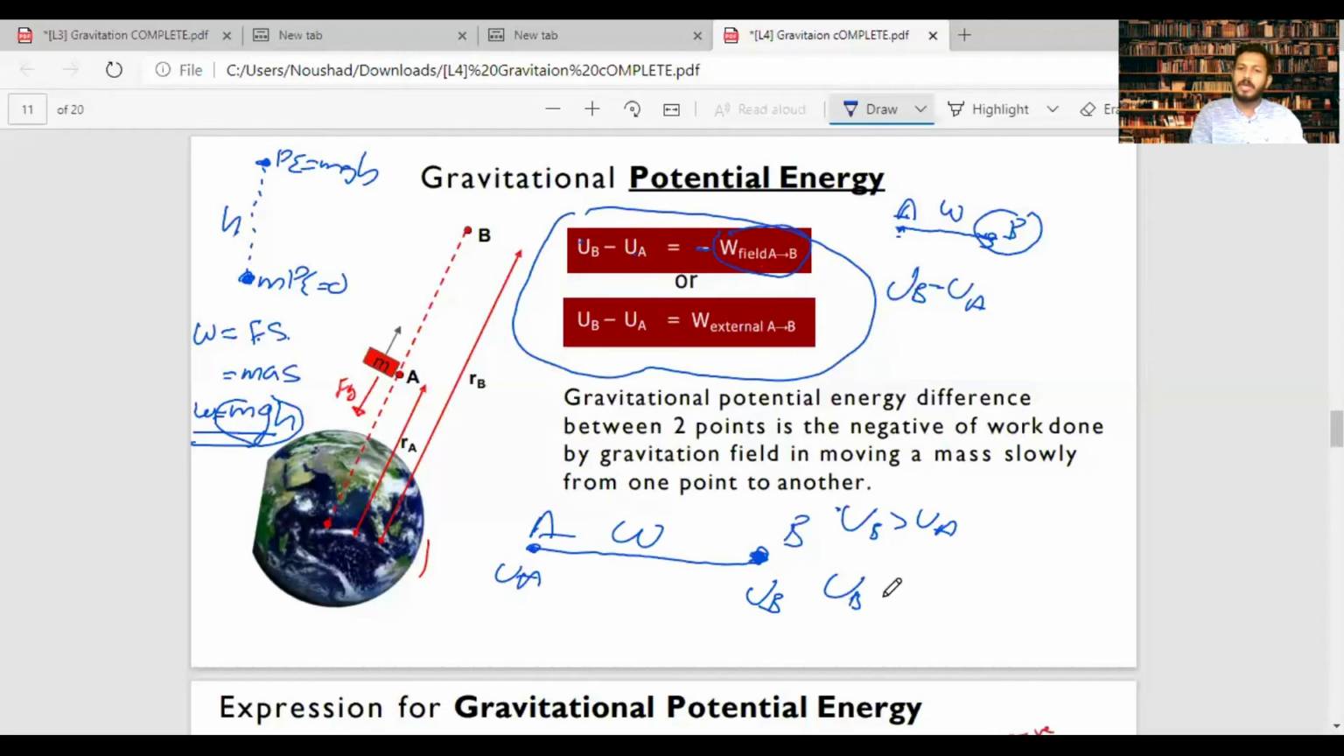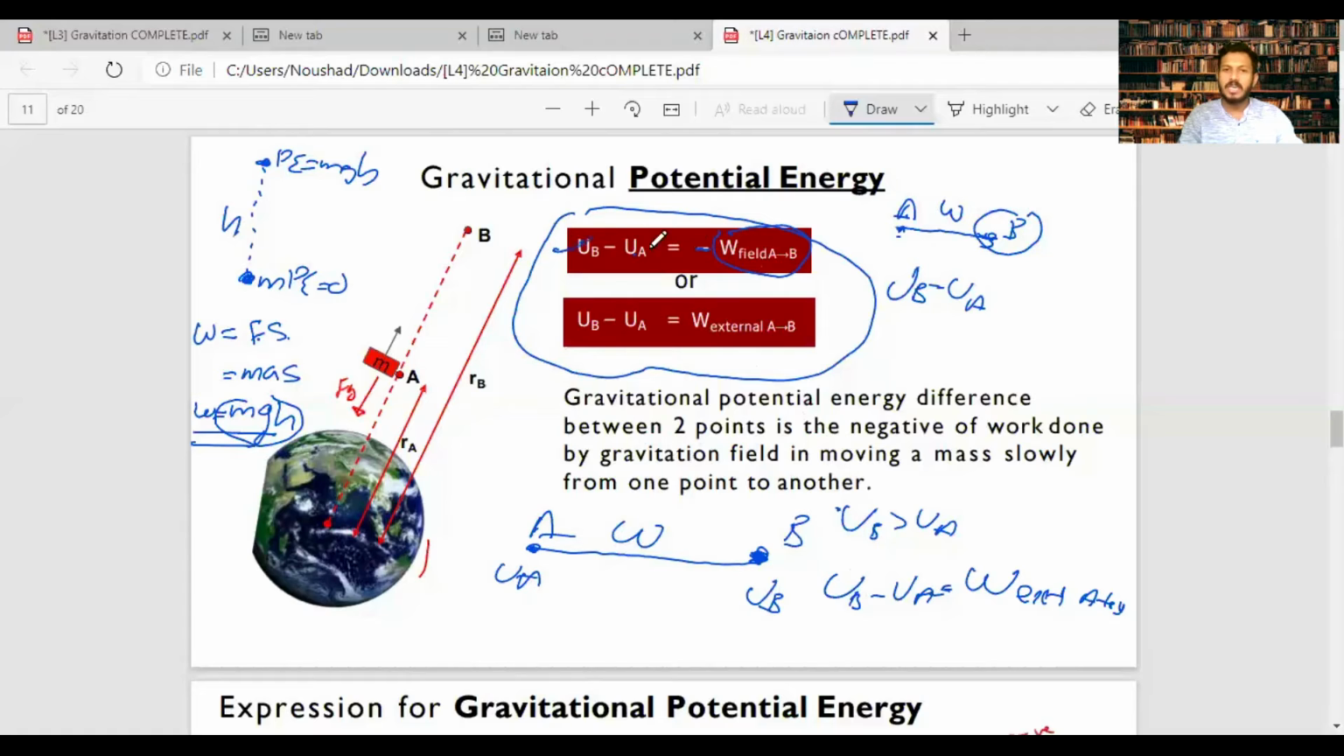What is UB minus UA? The equation says it is the work external from A to B. How much work I am doing from A to B, that work is stored as potential energy. Already there is a potential energy at A and finally a potential energy at B. The difference tells us how much potential energy is gained, and that gained potential energy is due to the work done from A to B. So UB minus UA is the work external.